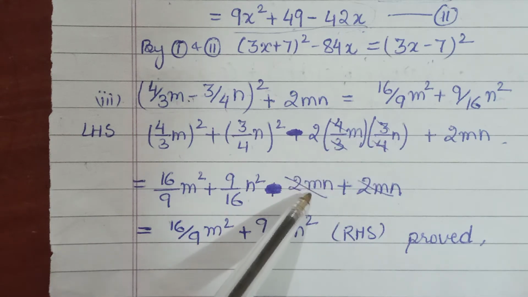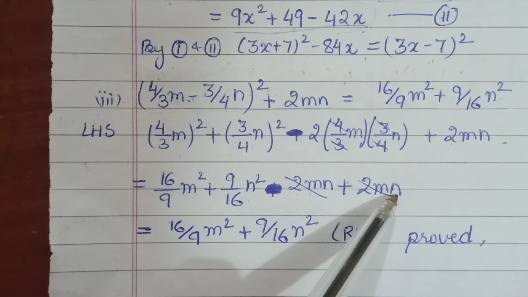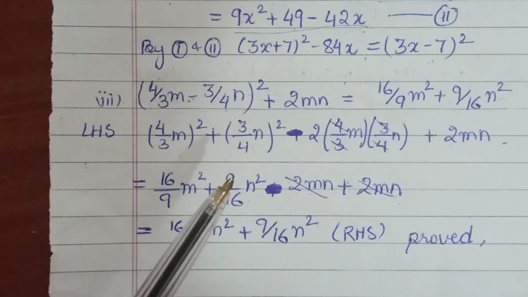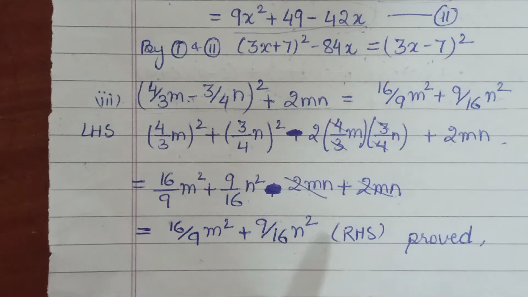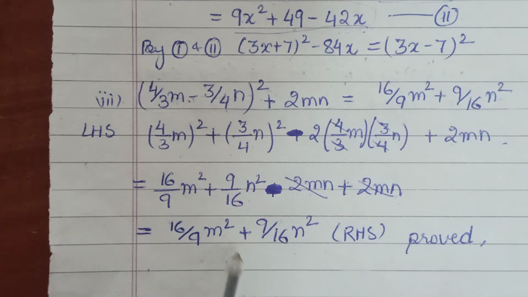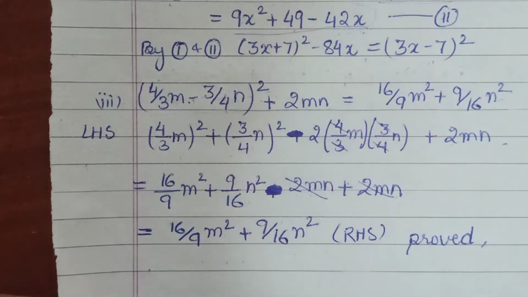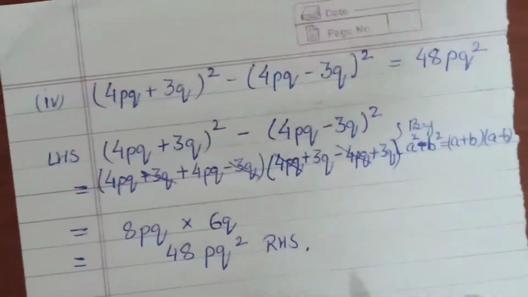So minus 2mn will be there, right? And then plus 2mn was already given there. So these are like terms with opposite signs. They get cancelled. So you are left with 16 upon 9 m square plus 9 upon 16 n square. अब इसमें आपको right hand side अलग से simplify करने की ज़रूरत नहीं थी like the previous one, because automatically you are seeing when you simplified the left hand side, what you got is same as your right hand side. So you've shown your result, right? Okay, so as per the question, you'll have to apply your tricks, what you need to do.